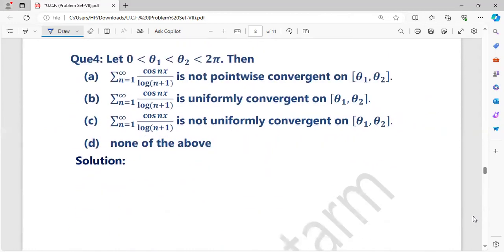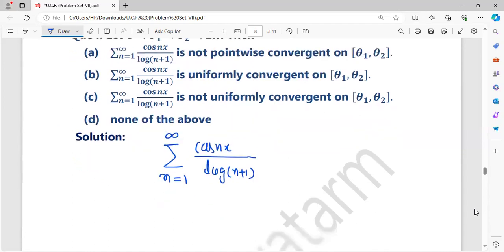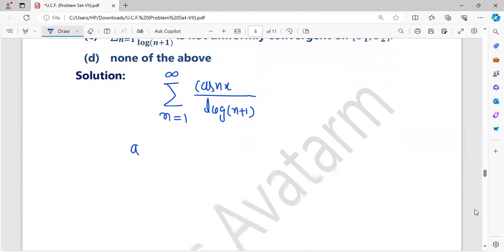The options are: this series is not pointwise convergent; this series is uniformly convergent; the third option is not uniformly convergent; none of the above. Let's see this. The series is summation n goes from 1 to infinity of cos nx upon log(n plus 1). Now you take this a_n(x), that is 1 upon log(n plus 1).